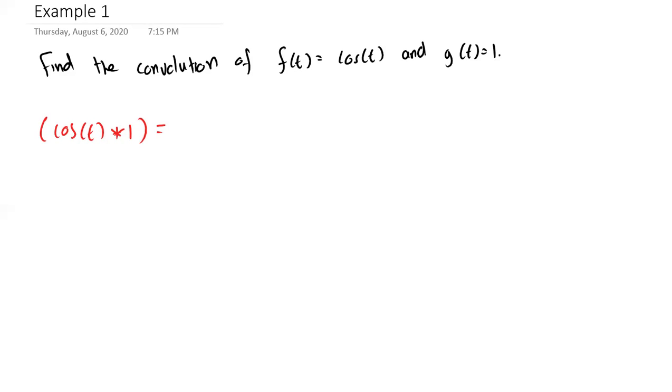Okay? So first, let's use the definition. This is by definition the integral from 0 to t of cosine of tau minus t times 1 d tau.